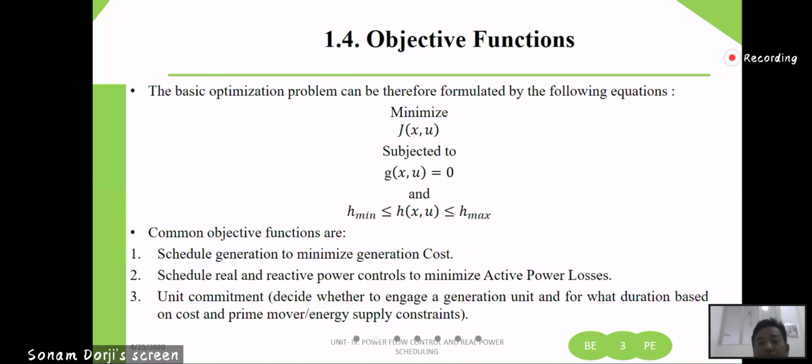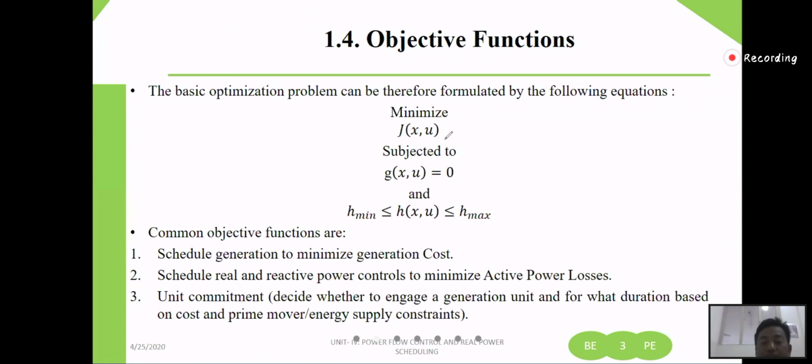The basic optimization problem can therefore be formulated by the following equations. Let's say minimize J(x, u). Here x is the auxiliary variable and u is the control variable. When you minimize this, J is a function only. I have not called it G because if I write G here, it will be confused with the earlier one. So just J is minimized, J(x, u).